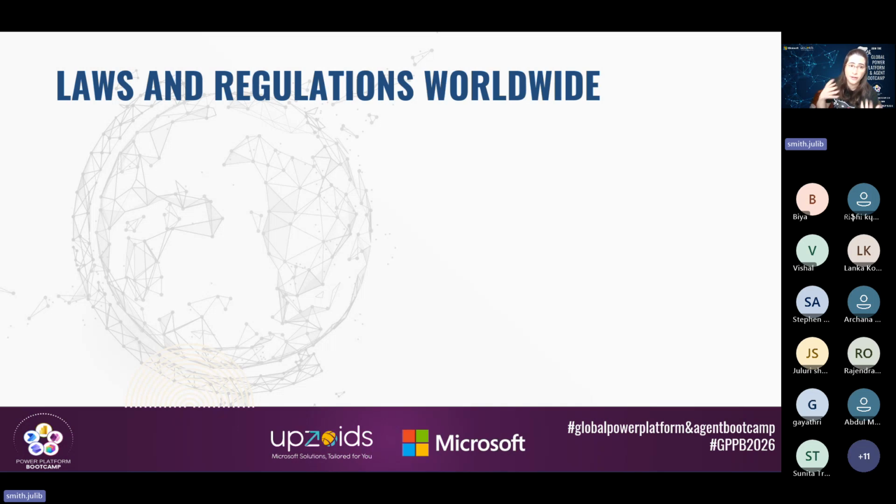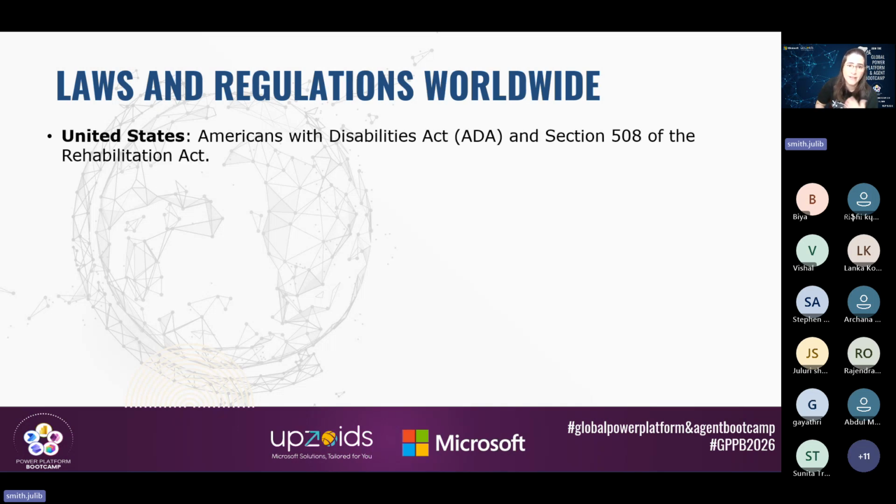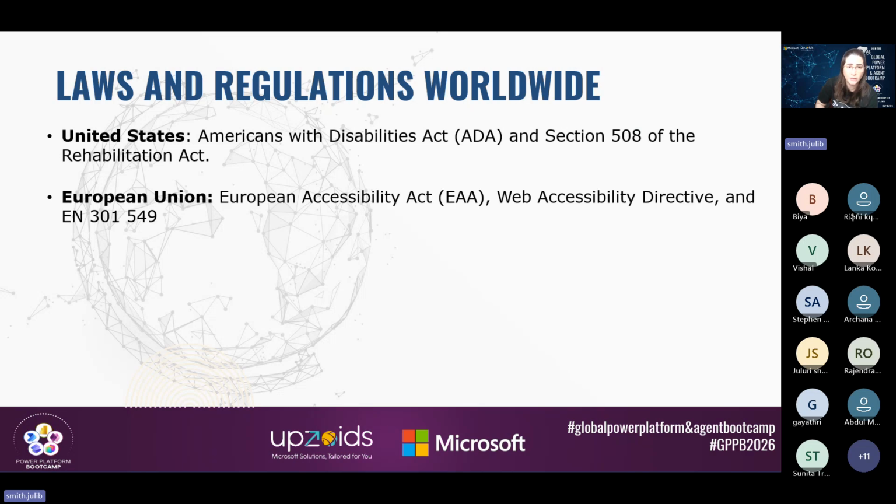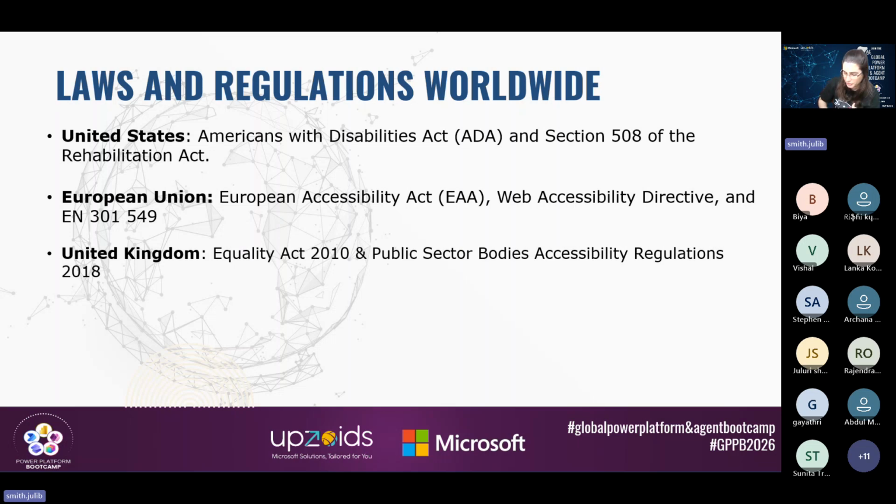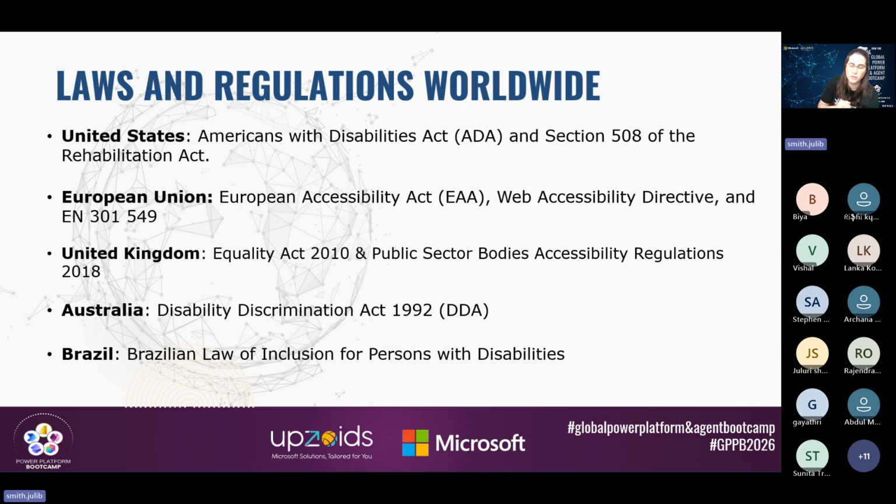As I mentioned, there are various laws and regulations worldwide. I'm just going to list a few examples. The United States has one, and the European Union, where there was a significant change in June last year, where now all the websites and services have to comply with accessibility guidelines. In the United Kingdom, where I'm based, we also have one. Australia has one, and Brazil has one as well. There are others. I just wanted to illustrate the different places that have some kind of regulation or law about the use of accessibility.